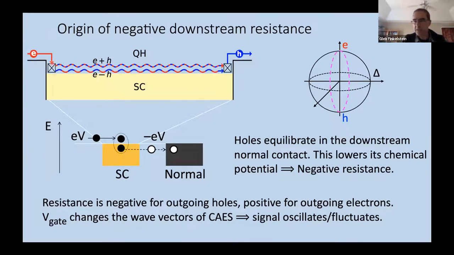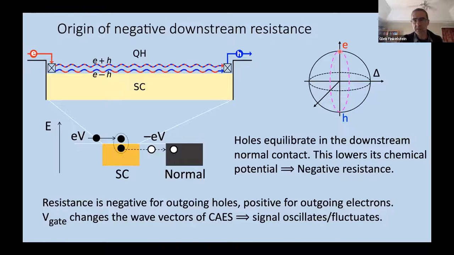An incoming electron is turning into a linear combination of the eigenstates along the interface, which are very poorly, schematically written as E plus H and E minus H. Those are, of course, some linear combinations of electrons and holes as dictated by the superconductor. These states propagate accumulating different phase until at the end of the interface, we have some probability of getting an electron or a hole.